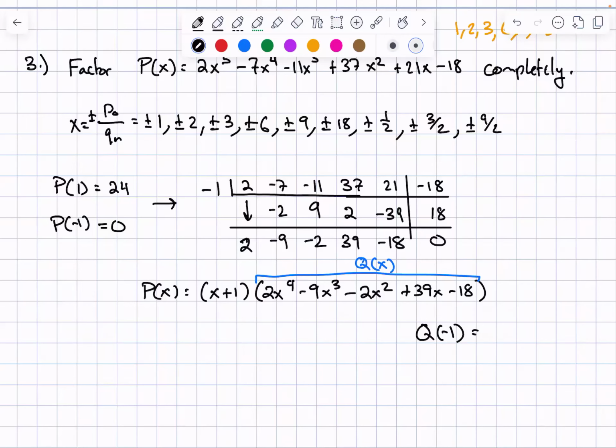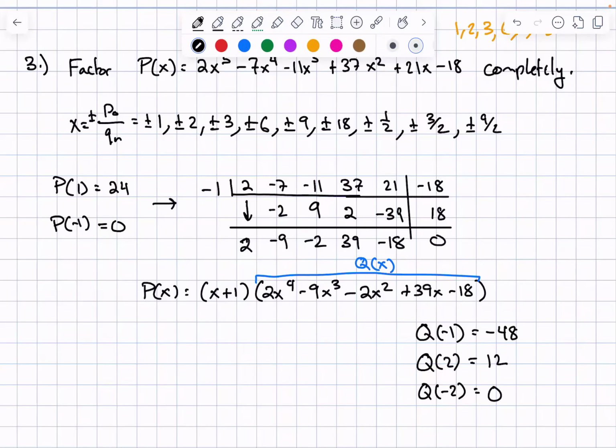which is negative 48. I did need to check negative 1 again because it could be a repeated root. It could have a multiplicity of 2. Then we'll move on to 2's. And q of 2 should equal 12, so that's not a 0. Then we'll try q of negative 2, which is equal to 0 if you plug it into your calculator, which means that x plus 2 is a factor of q and thusly a factor of p.